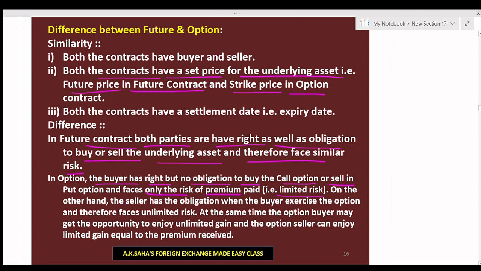On the other hand, the seller has the obligation when the buyer exercises the option, and therefore faces unlimited risk. At the same time, the option buyer may get the opportunity to enjoy unlimited gain, and the option seller can enjoy limited gain equal to the premium received.